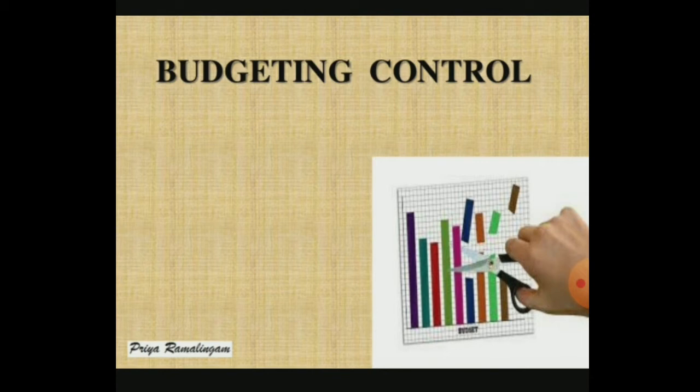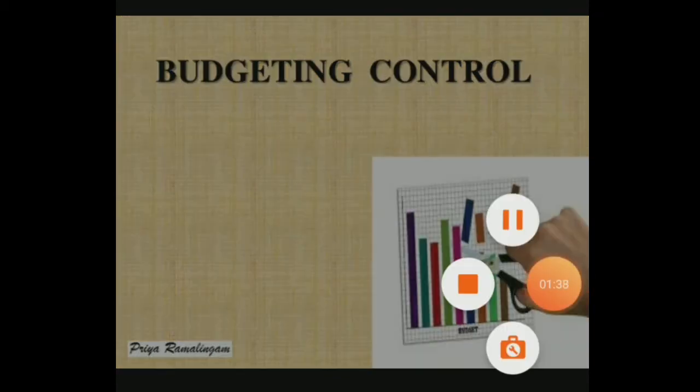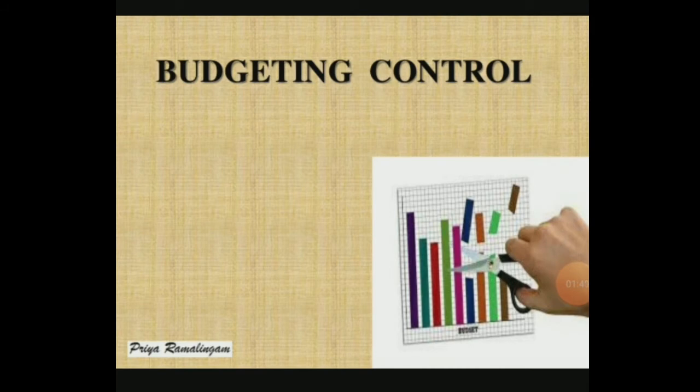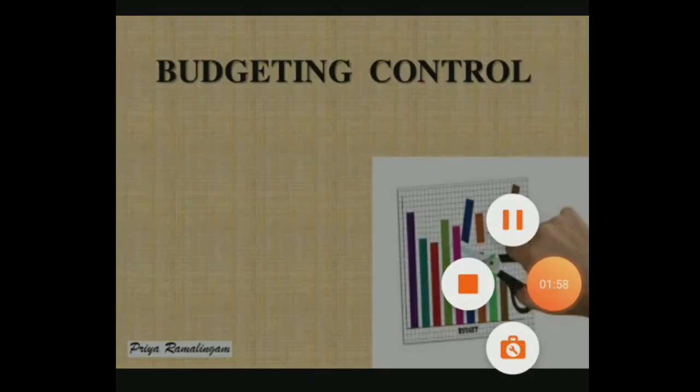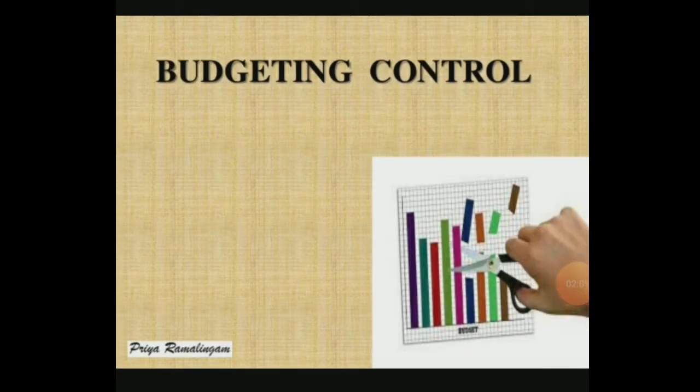So the goal of every organization is to minimize the cost and maximize its profits. In order to achieve that goal, every organization needs a good budgetary control system. Without that system, organization cannot reduce their cost. So to reduce their cost, the budgetary control system should be good.